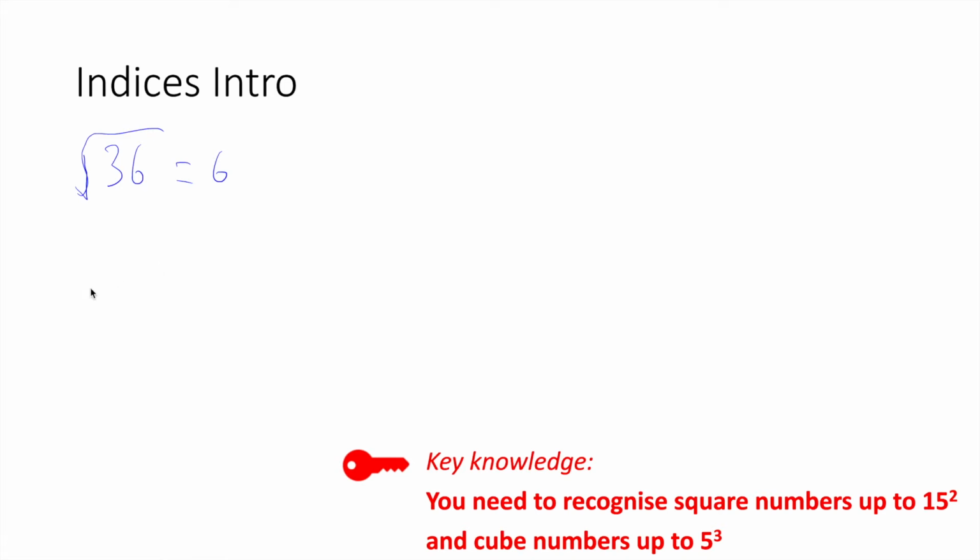You also need to recognize maybe something like 27. You need to recognize that that's a cube number, and you need to recognize that the cube root of 27 is 3. So these are things you need to recognize. That also means 3 cubed is 27, right? You could call this 3 cubed or 3 to the power of 3. Same way you could call this 6 squared or 6 to the power of 2. Alright, so yeah, that's it for that.